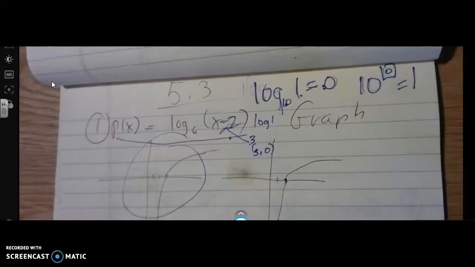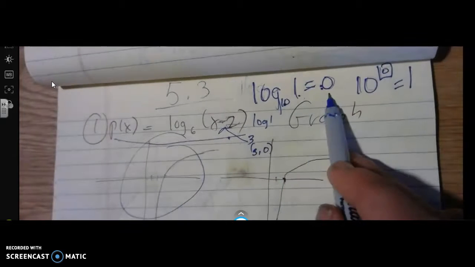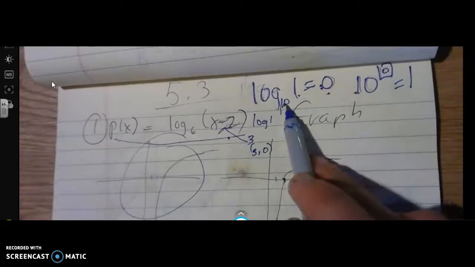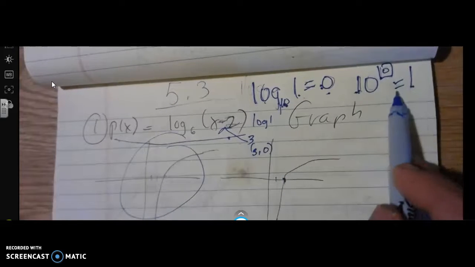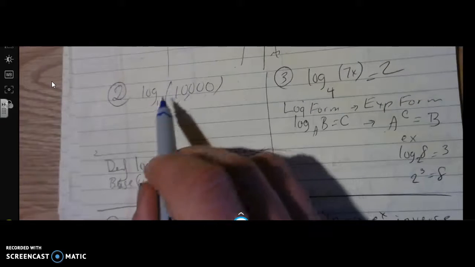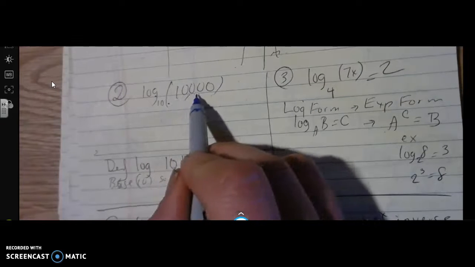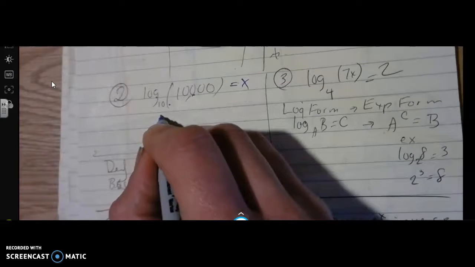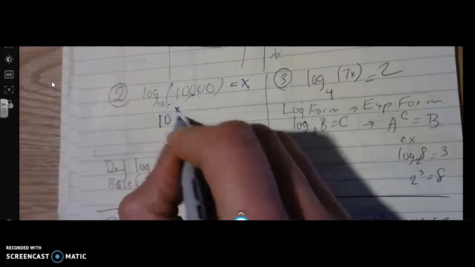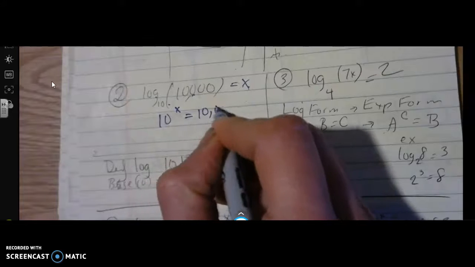So the big idea is that log of 1 is equal to 0 because we always do base 10 if it's log: 10 to what power equals 1. That's the actual way to look at that. So for instance, we're trying to find the log base 10 of 10,000 is equal to what? Well, what does that basically mean? That means 10 to what power equals 10,000.